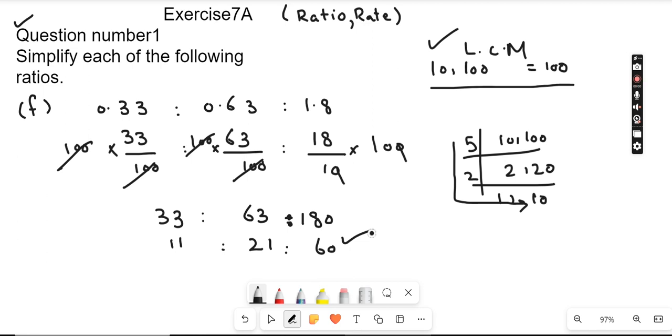in the same table. So this was all about question number 1.